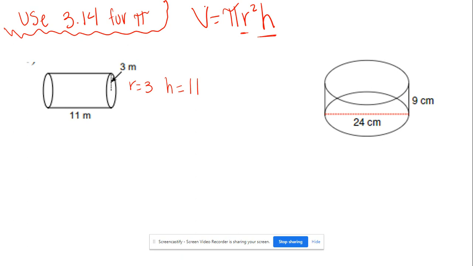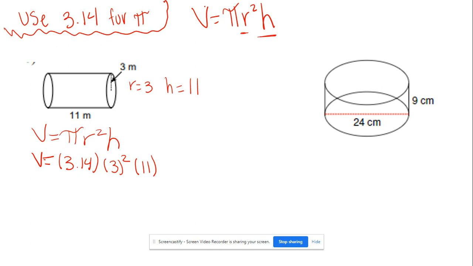So my volume, I'm going to write down my formula, equals pi r squared h. Volume equals, now I'm just going to plug in what I know. So instead of writing pi, what do I use? 3.14, good. The 3.14. Now, what is my r? My r is 3, so I'm going to put that in parentheses 3 squared times my height, which is 11.